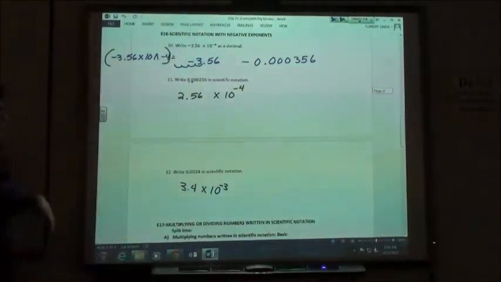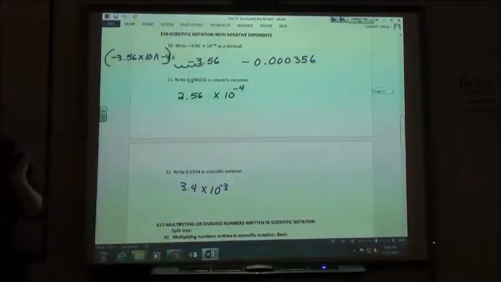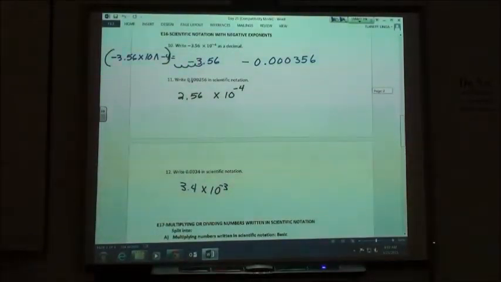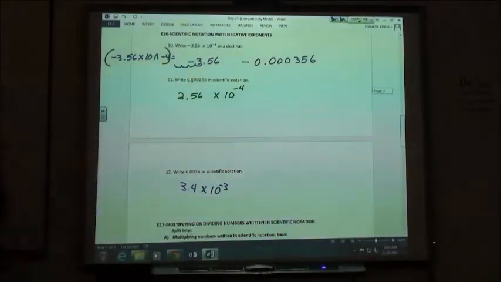So most common mistake I see on these is people forget to put the negative on. So just remember, if you have a number bigger than 1, you have a positive exponent, but if it's less than 1, in other words, it's a decimal number, it's going to have that negative exponent.